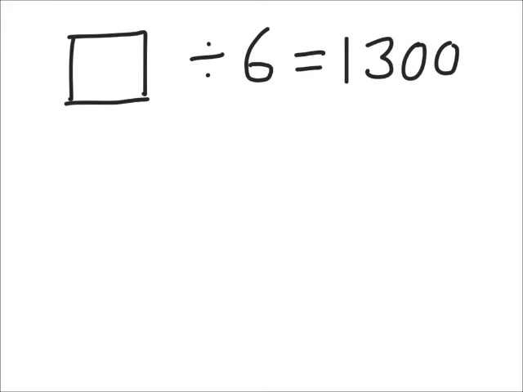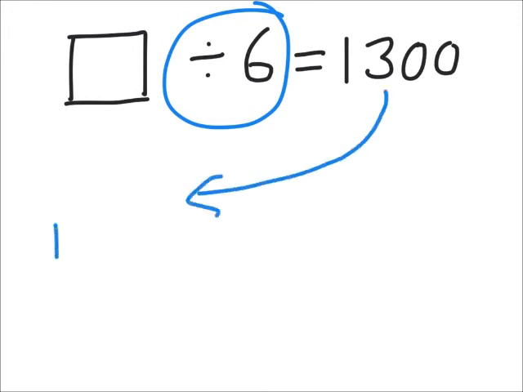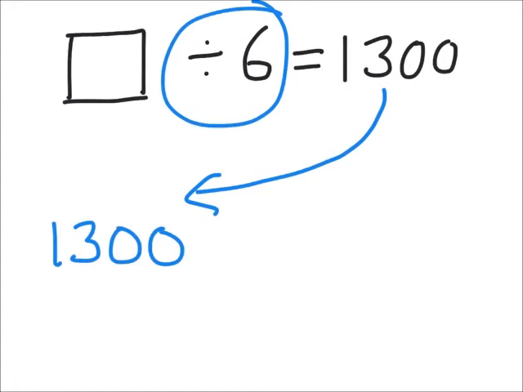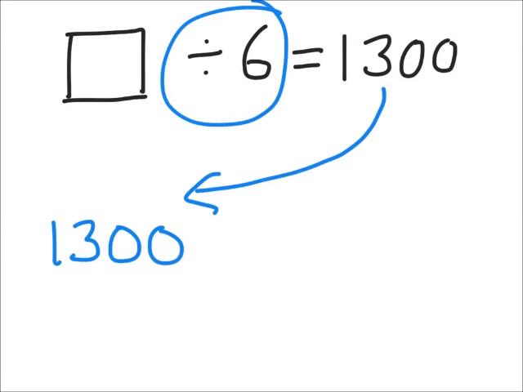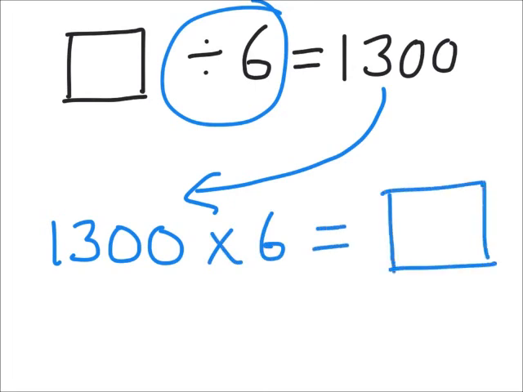Okay, and if we're working inversely, we're not going to divide by 6. We're going to multiply by 6. I'm going to start and move my 1,300 across here. And we're going to do the opposite because we're working inversely. We're not going to divide by 6. We're going to multiply by 6. And that will give us the answer that we are looking for.